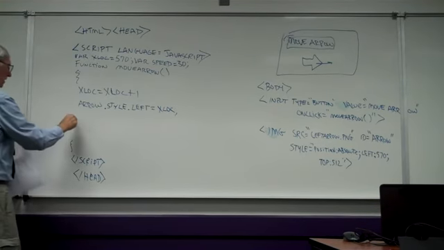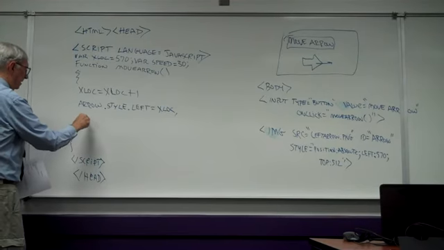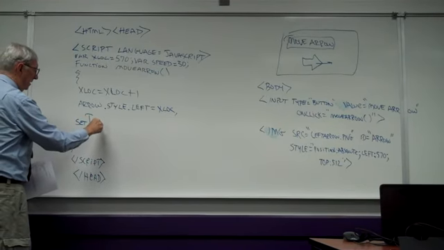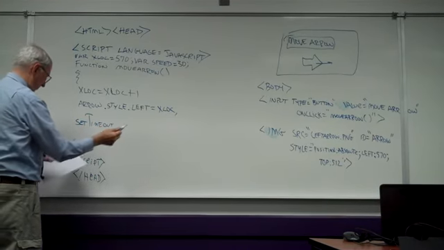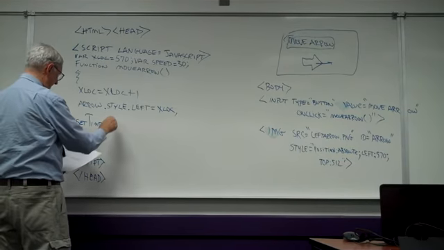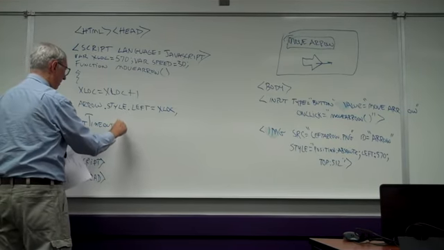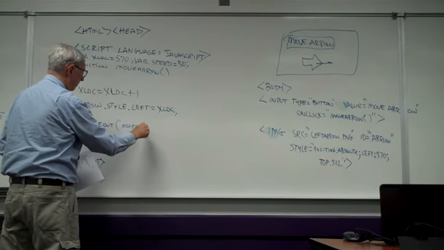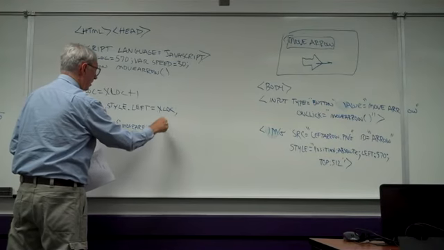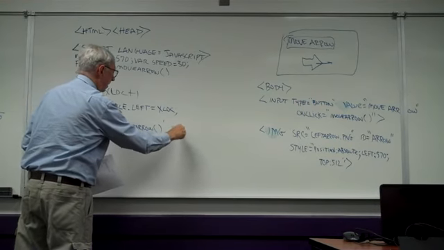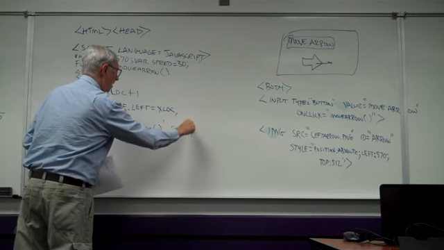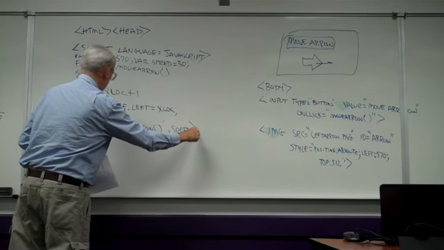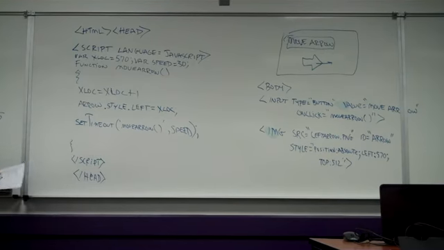Oh, I got to set timeout, okay. So then I say set timeout. This is the same thing we did before. And this time I want to go back to move arrow, on speed. And that's it. End of story.